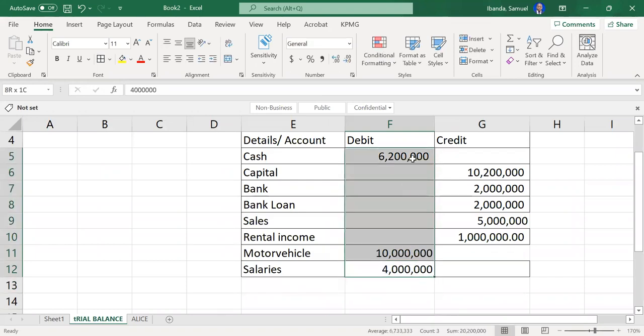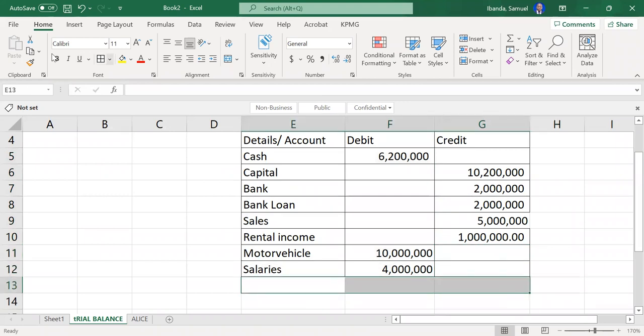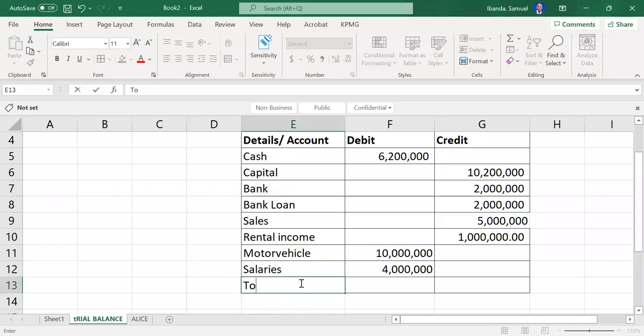Okay. So I have recorded my transactions. Yours is to confirm that you've recorded each of the transactions and you've recorded them rightly, accordingly, as per their balance brought down. If you are done, you come and record your totals, which is total here.